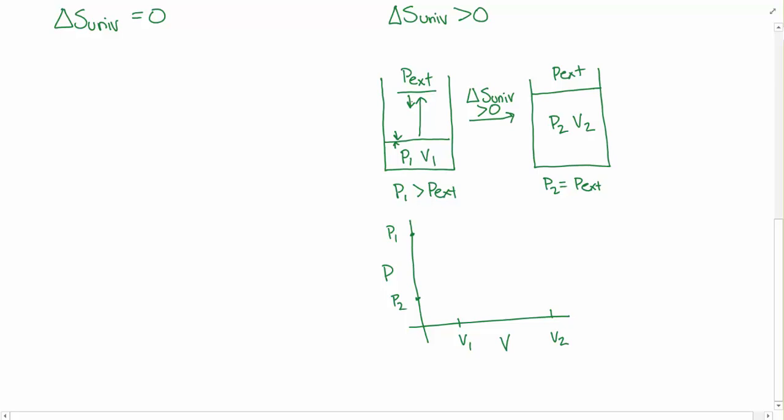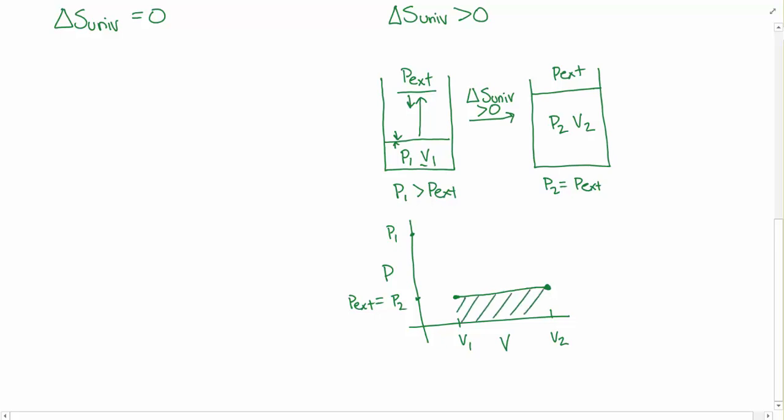So if it's a constant pressure, then we start at V1, which is here, and our opposing pressure is P external, which we know is equal to P2. So we start at V1 pushing against P2, and we push against that constant pressure, the P external, until we get to V2.